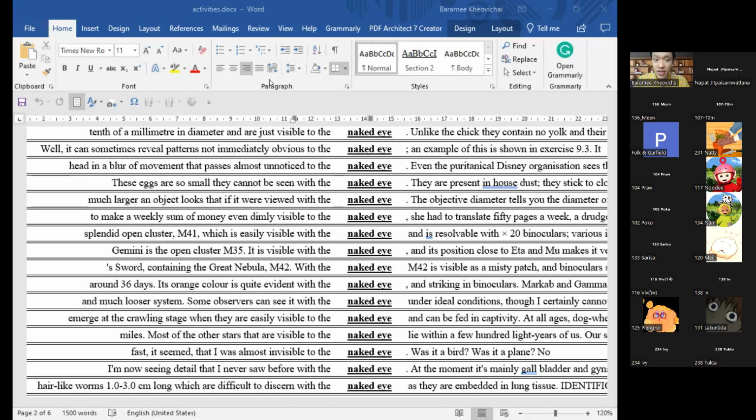Are you ready to share some ideas? Maybe first we may want to talk about which adjectives and which verbs tend to occur on the left of the naked eye.